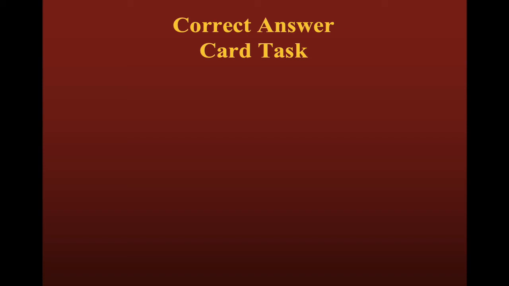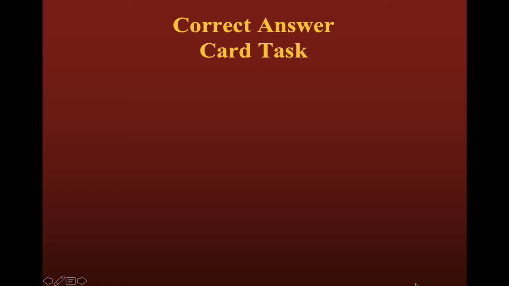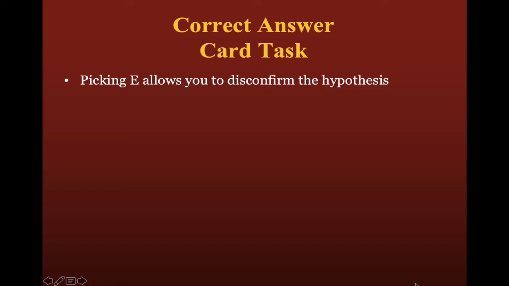Okay, so hopefully you took a moment and tried to figure out the answer to this question, because I'm hoping to drive home an important principle. Well, think about it like this. Picking E allows you to disconfirm my hypothesis. Because if you pick E and turn it over and you have an odd number, that would disconfirm the hypothesis.